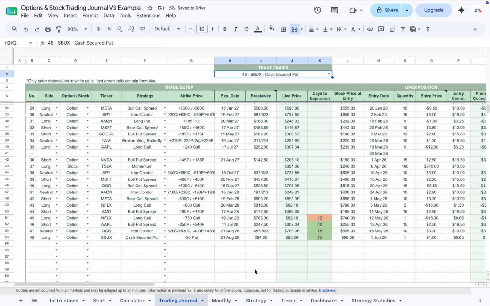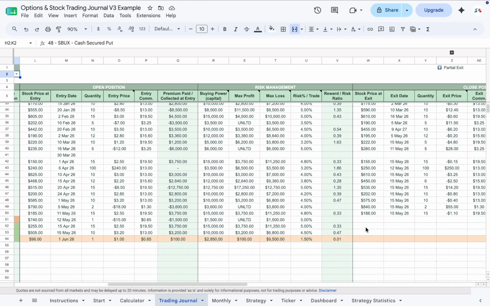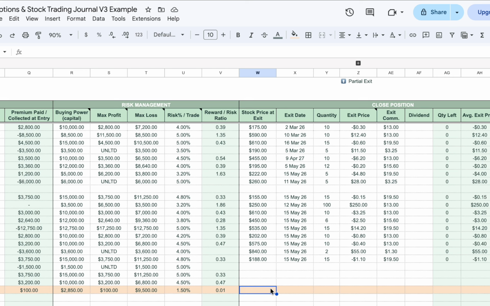The drop-down displays the trade number, ticker symbol, and strategy, making it easy to locate any trade quickly. Once you have closed a position, enter the closing details, including the stop price at exit, exit date, quantity, and exit price. For options trades, use a negative value if you pay a debit to close the position. For stock trades, simply enter the share price.